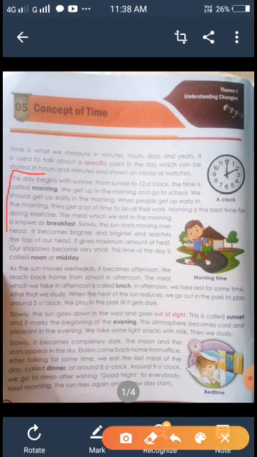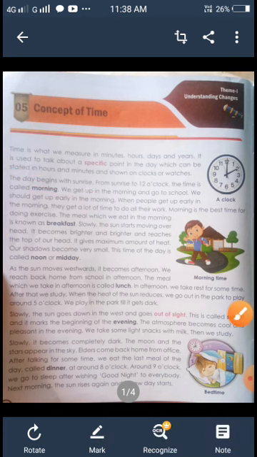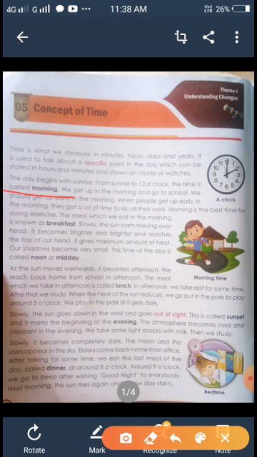Look at this paragraph. When you wake up, that is morning, and most of the people wake up early in the morning. Then how could you know that is morning? When the sun rises in the east, it is called morning. From 6 o'clock to 12 o'clock, the time is called morning.